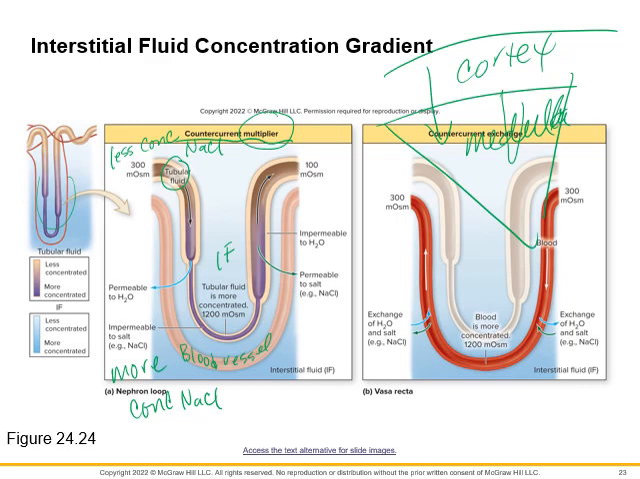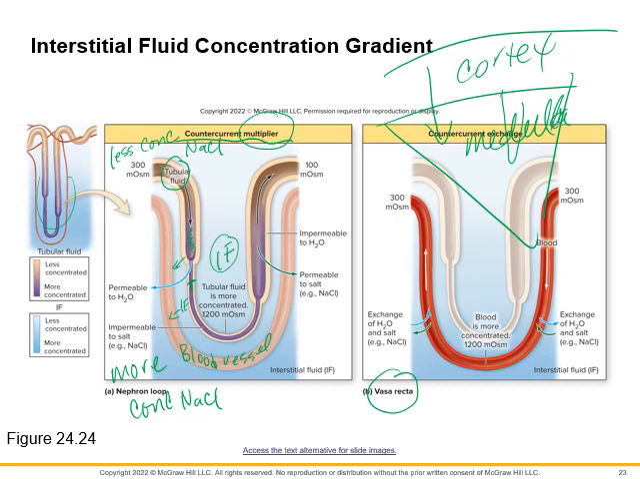So we know if we have items in the tube, this tubular fluid, and we want to push it into the blood vessel, we first have to put it into the interstitial fluid. So it's always going to be tubular fluid, then interstitial fluid, and then eventually the concentration gradient will force the movement of objects into the blood vessel. We'll talk about the vasa recta in just a second.